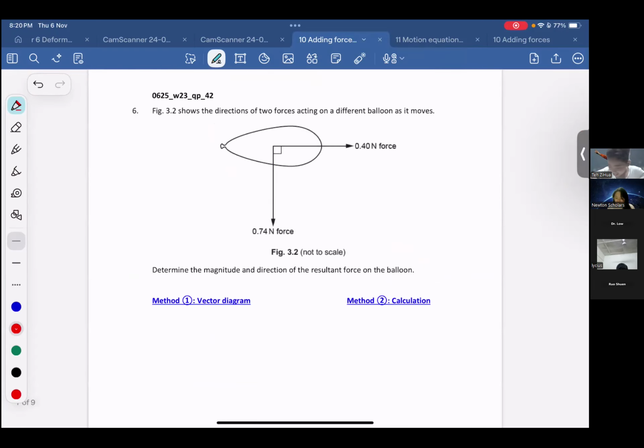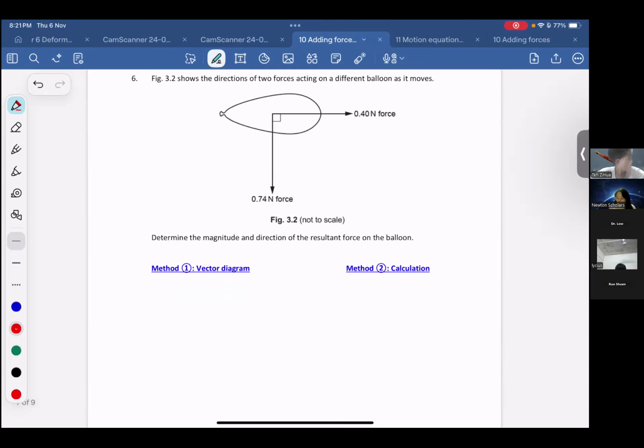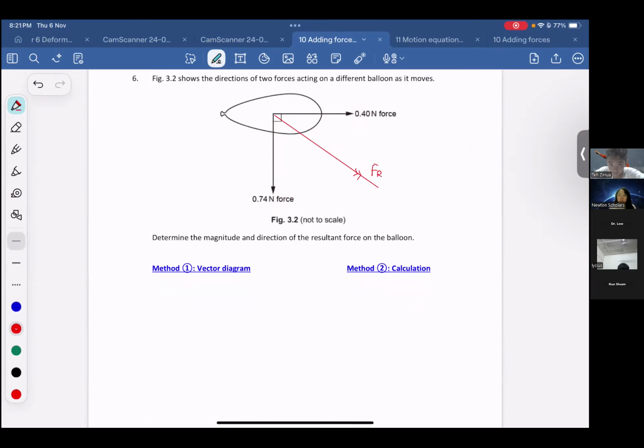Okay, here, boys and girls. This question is a past year question from 2023. It doesn't say that you must use a vector diagram or you must use calculation. So for this question, we can solve it either way. Okay, either method, doesn't matter. First thing, you must be very clear. One force is pulling in this direction, so where will the balloon go? It will go in the middle. So this is the direction you should draw later on. This is the direction of your resultant force.